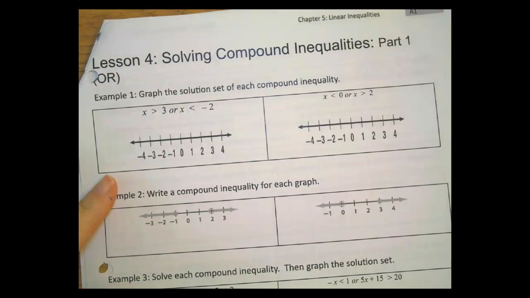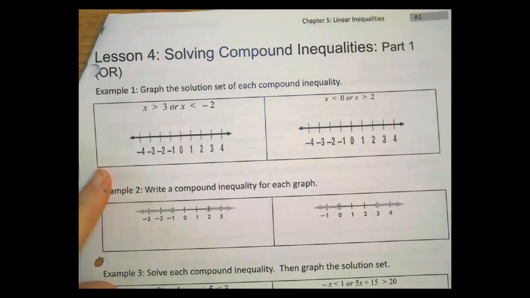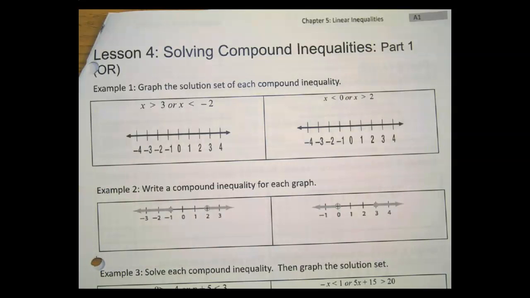Hi guys. All right, so hopefully you did good on your quiz for inequalities and you did good on your factoring. I think I did a video for that too. So anyway, we're moving on. It's completely different than what you did for factoring, but we're continuing with inequalities.